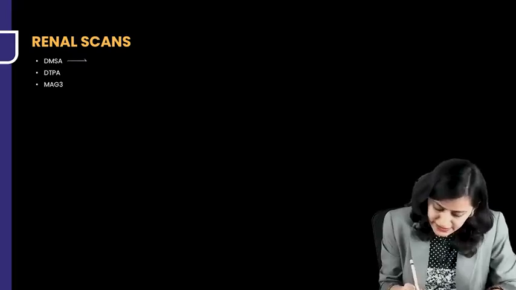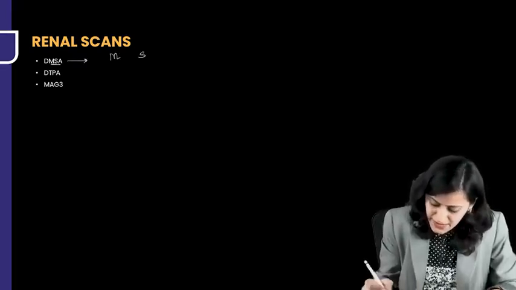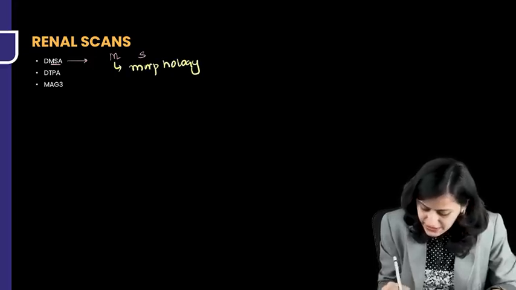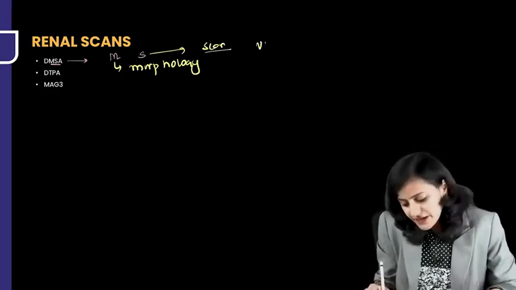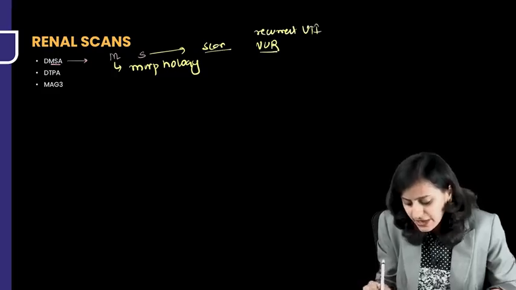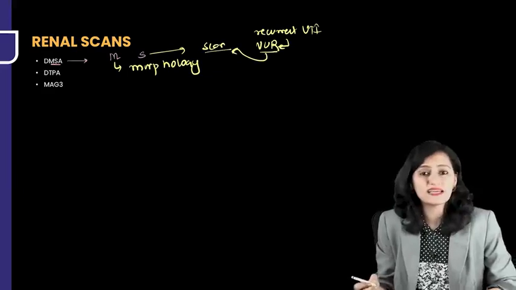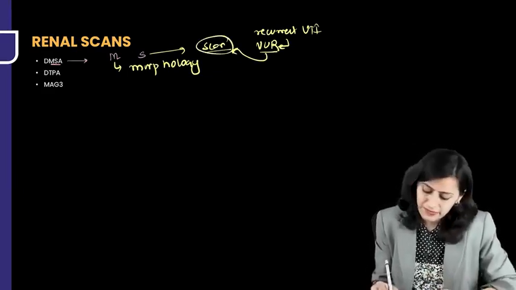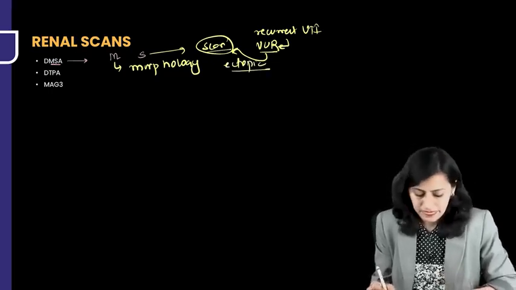So for the kidney, DMSA, remember the M and the S. The M and the S tells you that this is basically for morphology of the kidney and to look for the scar in the kidney. So a VUR patient, a child with recurrent UTI, we do MCU and we see the reflux. Now we want to see how much scarring has happened in the kidney. So for scar, we do the DMSA. To look for the ectopic kidney as well, we can do the DMSA.